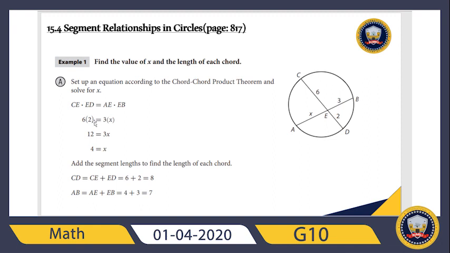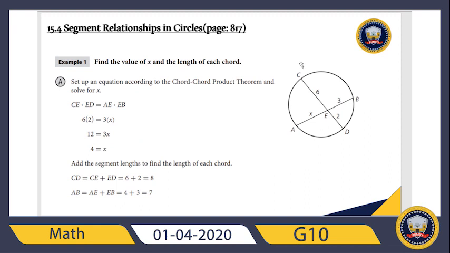Very good. Now I have an equation with one unknown. 6 times 2 is 12, equals 3x. So just by dividing both sides by 3, x is equal to 4. Now are we done? Not yet. We just found x, and we now need to find the length of each chord.